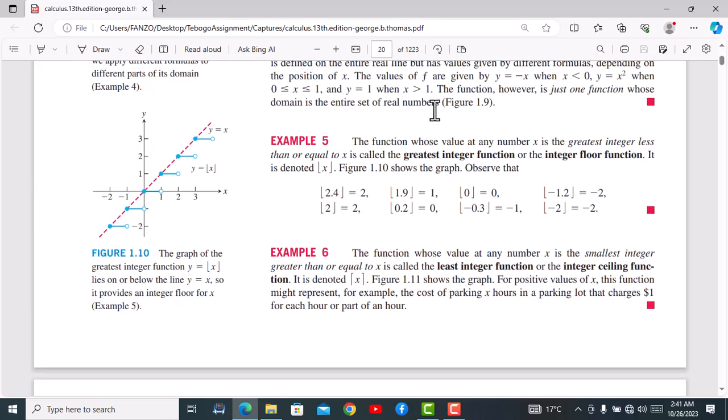Let's see a contrast. This was the greatest integer function. For the value of the input that you input, for example, you input a value of 2.4, and we know that you get the value of y, which is 2, and 2 is less than or equal to 2.4. So for every input value, if you get a value that is less than or equal to the value of x, it is the greatest integer function.